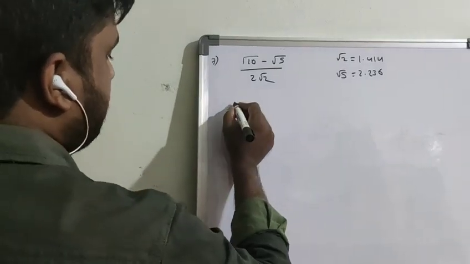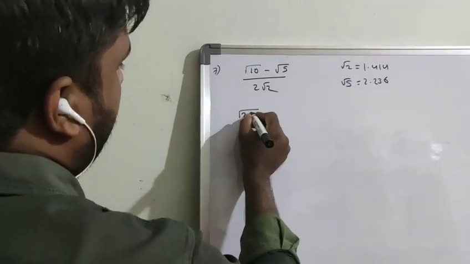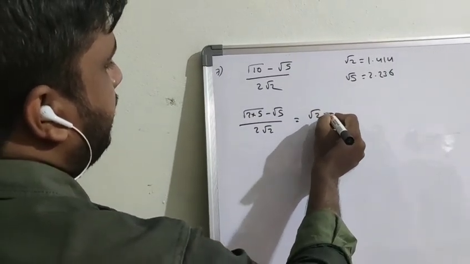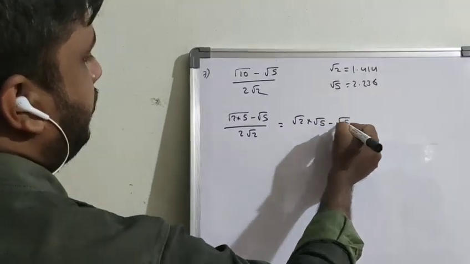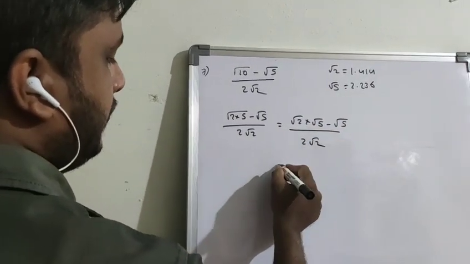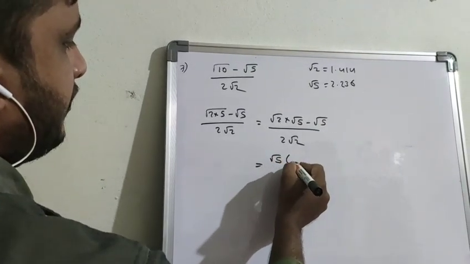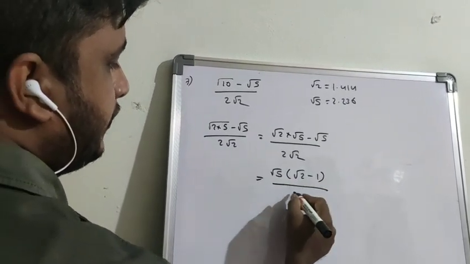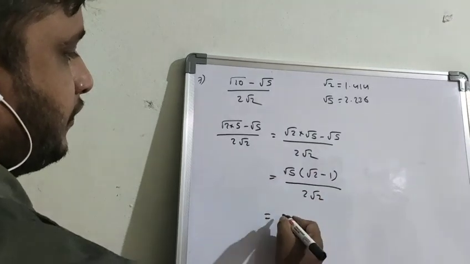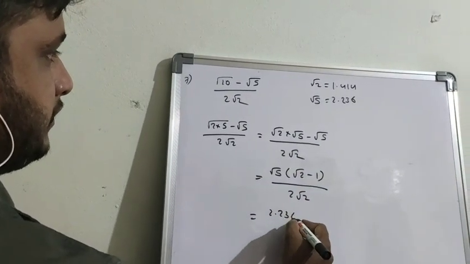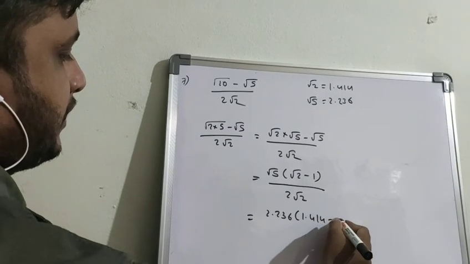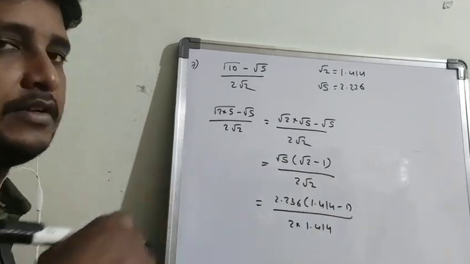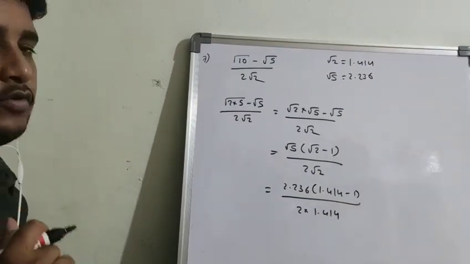So root 10 you can write as root 2 into 5, minus root 5 by 2 root 2. From this you can write root 2 into root 5 minus root 5 by 2 root 2. In these two, root 5 is common. If you take root 5 common, root 2 minus 1 by 2 root 2. Now substitute the values: root 5 value 2.236 into root 2 value 1.414 minus 1 by 2 into 1.414, and then do the calculation. You will get the answer up to 3 decimal places. That you have to do.